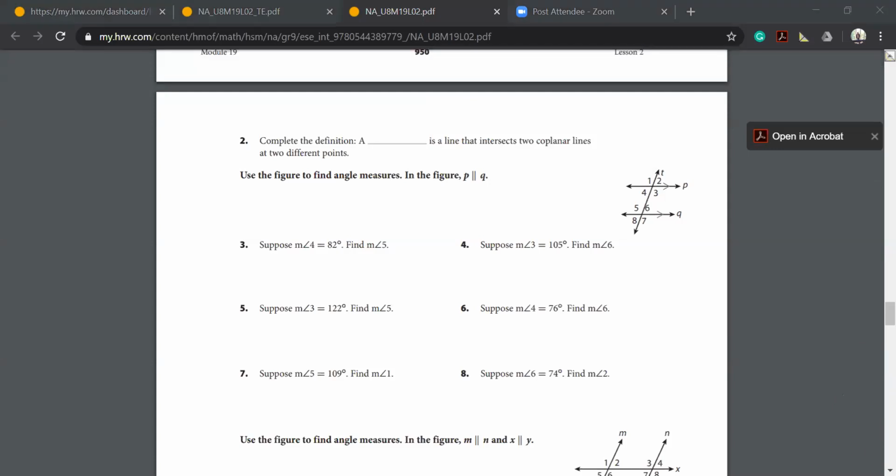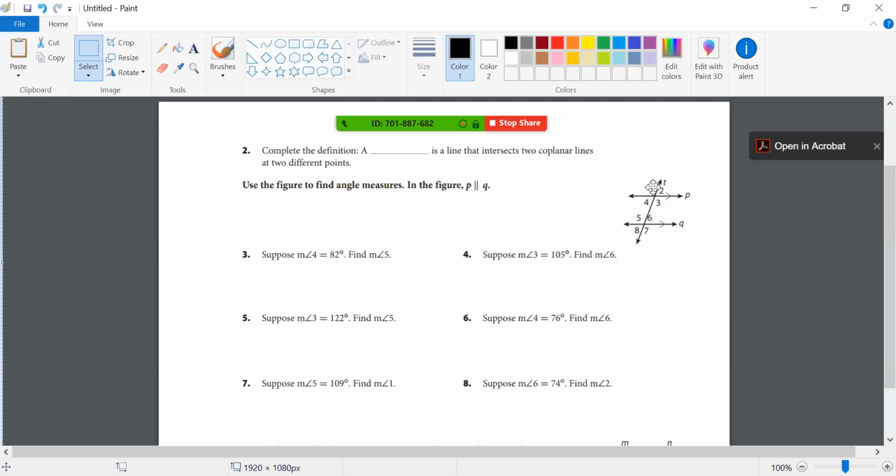What is the relation between angle 4 and angle 5? Very easy, right? Angle 4, girls, and angle 5 are same side interior angles, right? And same side interior angles are supplementary. So angle 4 plus angle 5 should be 180. This is what I'm going to write.